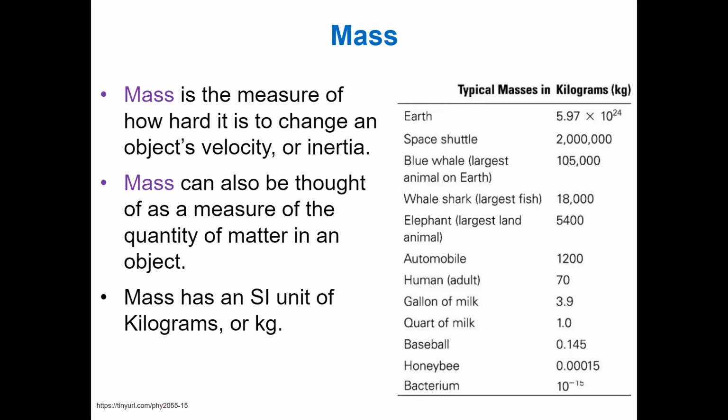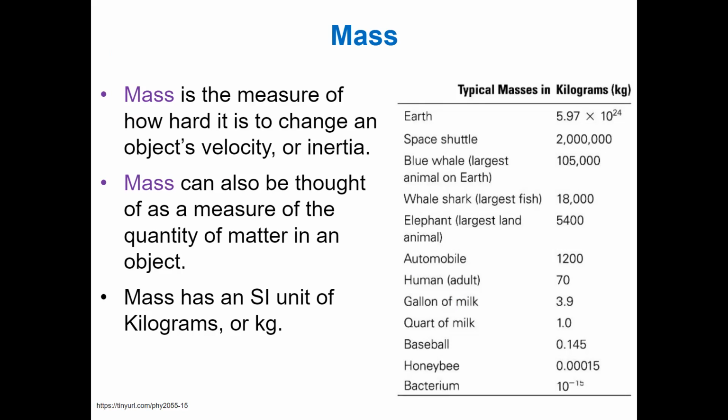In chemistry, mass is also the measure of the quantity of matter in an object, so that is measuring how many atoms or molecules are in the object. Mass has an SI unit of kilogram, not gram, so just keep that in mind. It's kilogram, and it's not pounds. Pounds actually is a unit of force. It's not a unit of mass.